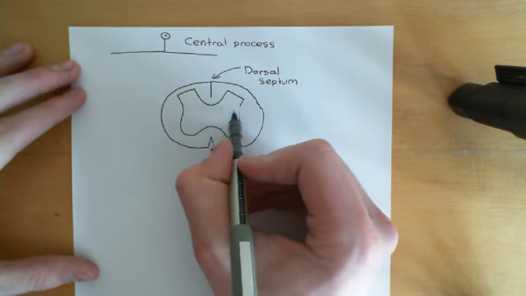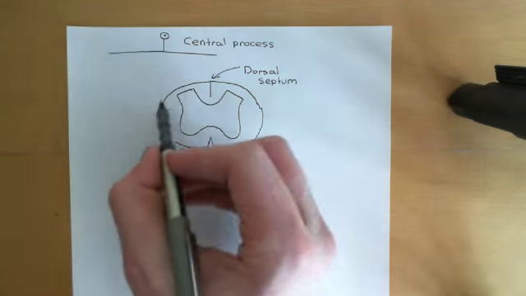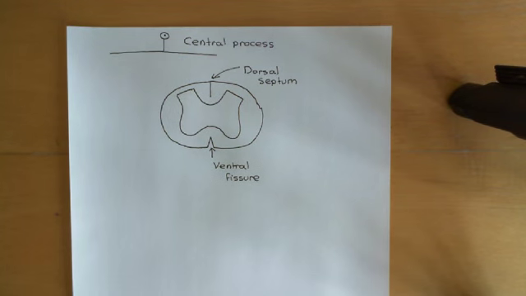This great big section here is the grey matter of the spinal cord, and all the bits outside of that are the white matter. Now, what's the difference between grey matter and white matter? Well, basically, grey matter is where the cell bodies of neurons are, and white matter is where the axons, which are myelinated, are, and that's why it appears white, because the myelin appears white.